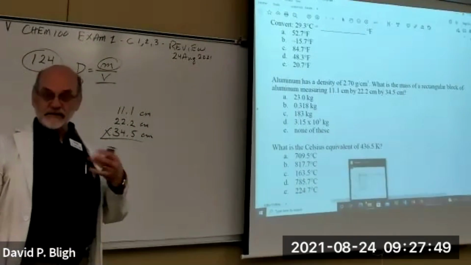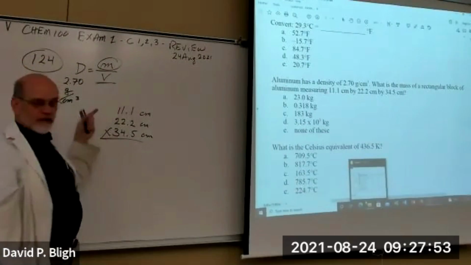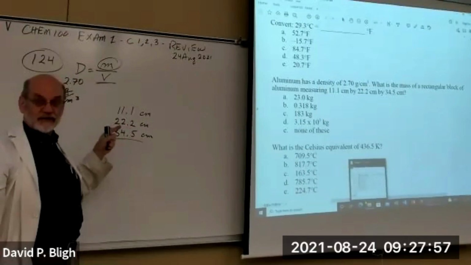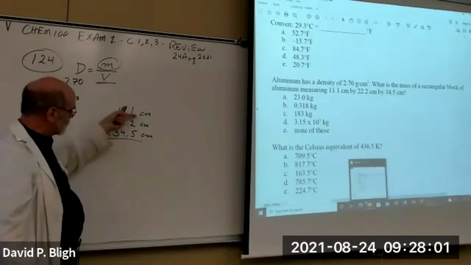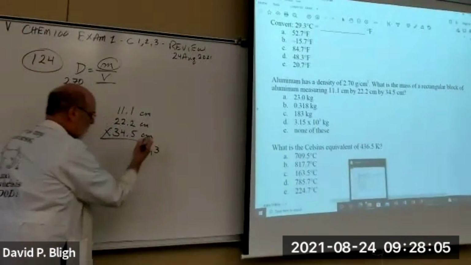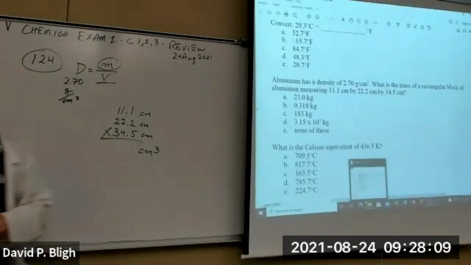And in science, well, in math, actually, if the number has a unit, the unit has to be multiplied too. So this multiplies these numbers, but you've got to multiply that times that times that. So that gives you cubic centimeters. Now we just need to multiply those three numbers to get the volume.